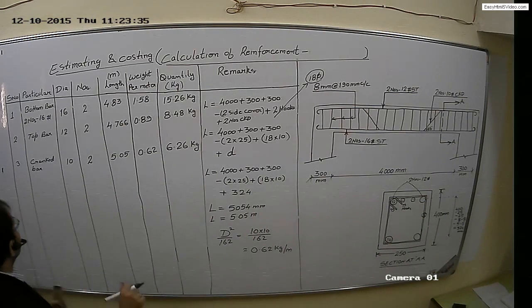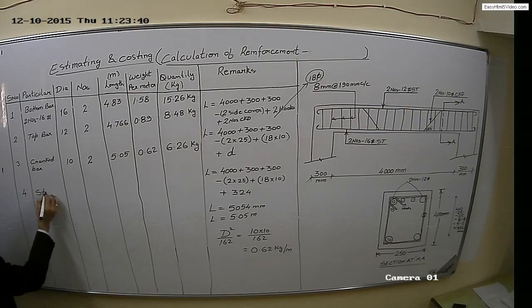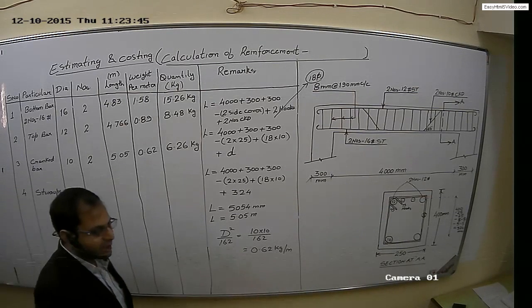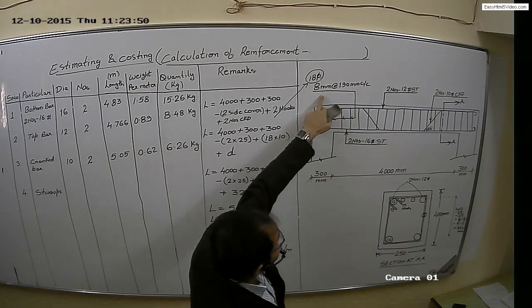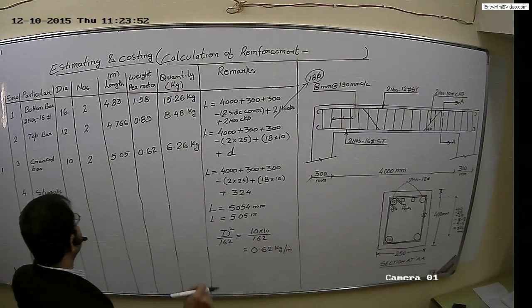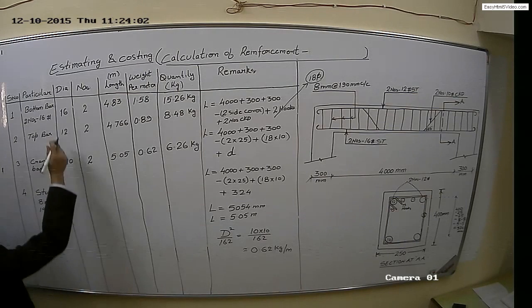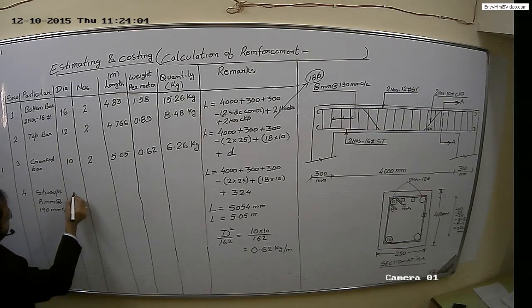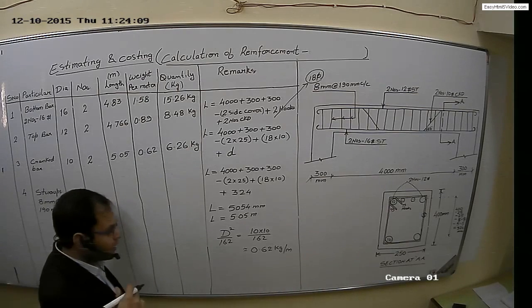So our fourth item will be stirrups, or you can call it shear reinforcement. In the figure we have given a stirrup of 8 mm dia at 190 mm center to center. So 8 mm dia at 190 mm center to center. In this dia column you just write 8. Now numbers we will calculate in the next step.